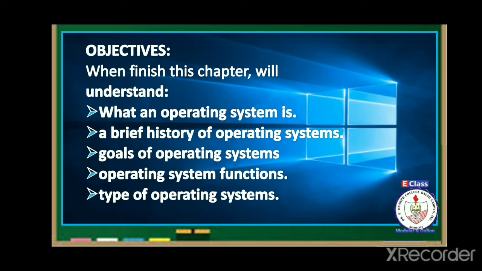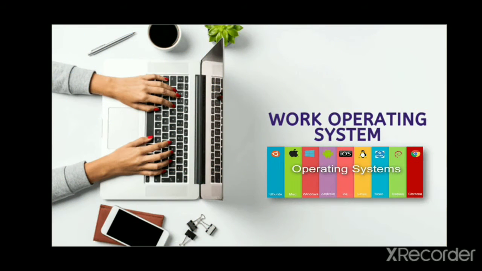Our objective is that when we finish this chapter, we will understand what an operating system is, a brief history of the operating system, the goals of the operating system, the operating system functions, and the types of operating system. What is the work of an operating system?